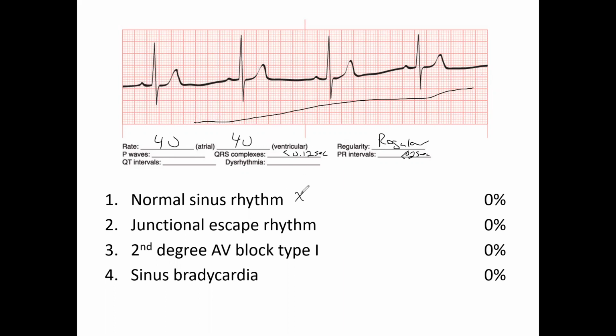It's not a normal sinus rhythm because your rate's less than 60. It's not a junctional escape rhythm. It does not meet the criteria for second degree atrioventricular block type 1. So this is a sinus bradycardia rhythm.